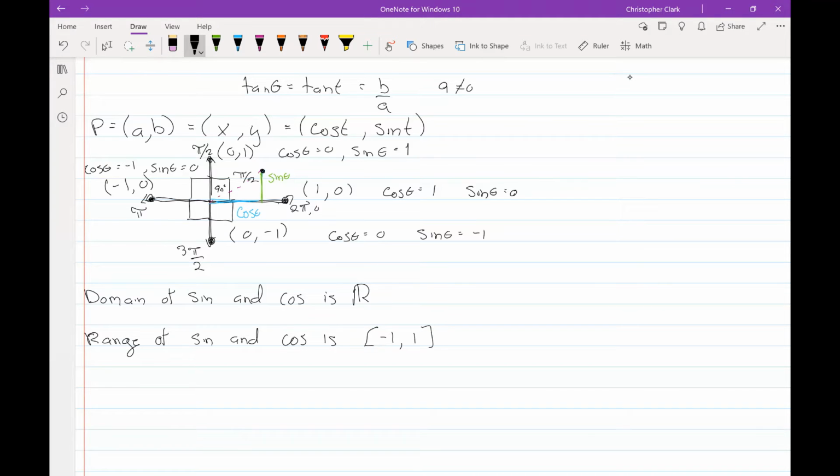Obviously, when you have instances like, okay, if I have 6 sine theta, then my range for 6 sine theta is -1 times 6, so -6, to 1 times 6, which is 6. So we can take these functions and shrink them and grow them, and that's fine. But the point of the unit circle is that this is the standard way in which we're going to understand these functions.